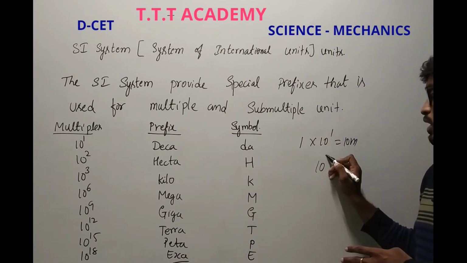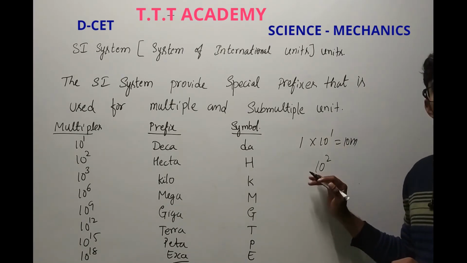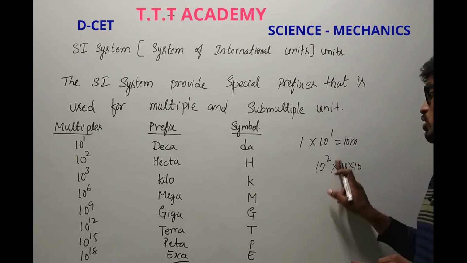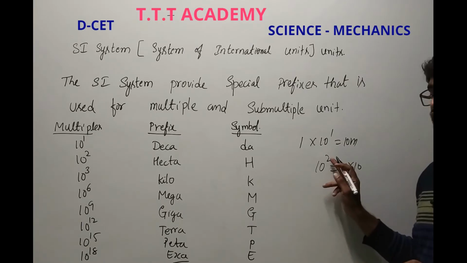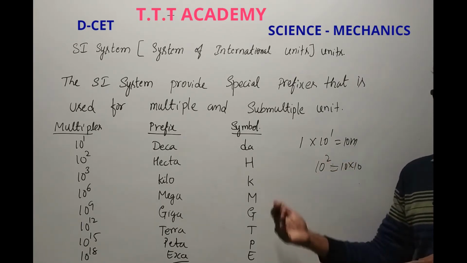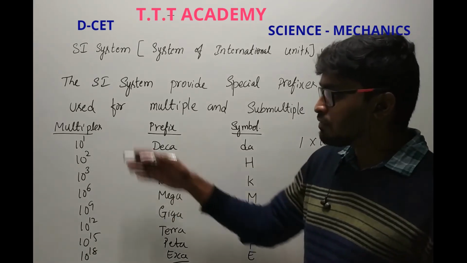And then 10 square means you multiply by 10 square. It means 10 into 10, you multiply two times by 10. This 2, the plus 2, indicates the multiplication. So okay, what are the different multipliers?